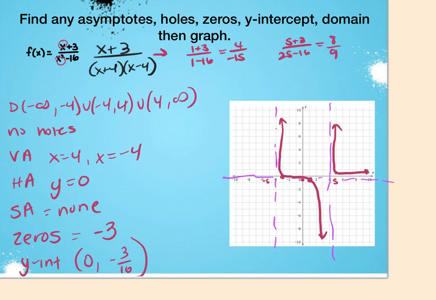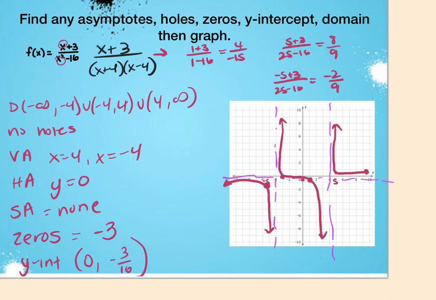And if it's a cubic shape on the inside, they go opposite directions, so I'm assuming it's here. But I would know for sure by plugging in negative 5. Negative 5 plus 3 over 25 minus 16 is negative 2/9. And I know it's below the x-axis.